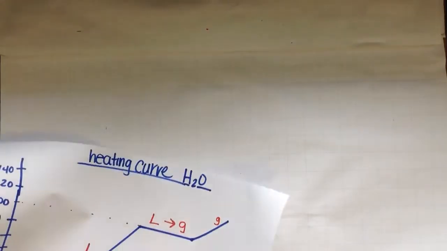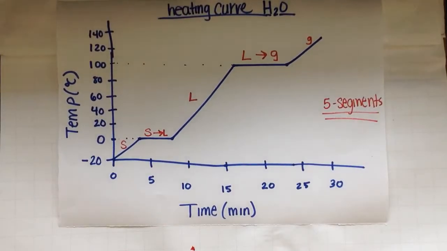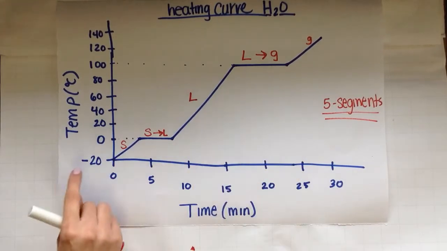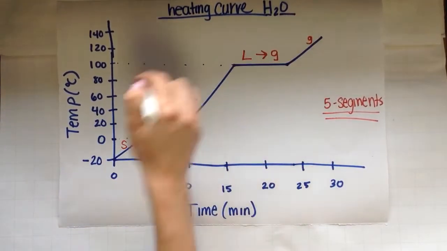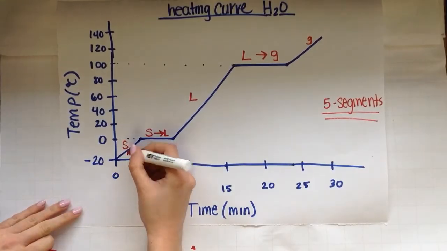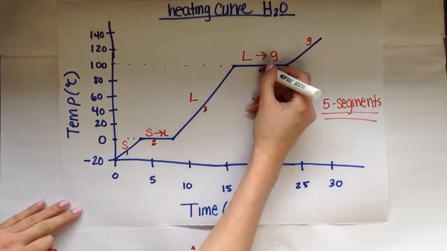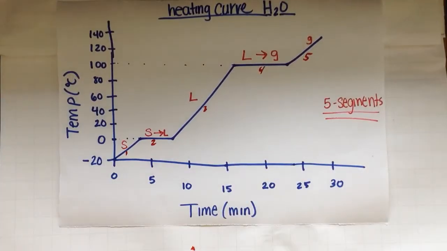Okay? All right. Then, going back to my graph, if you notice, there are some similar things on this graph. First of all, there's 5 segments. 1, 2, 3, 4, 5. So let's label that. We got here step 1, step 2, step 3, step 4, step 5, or 5 segments.